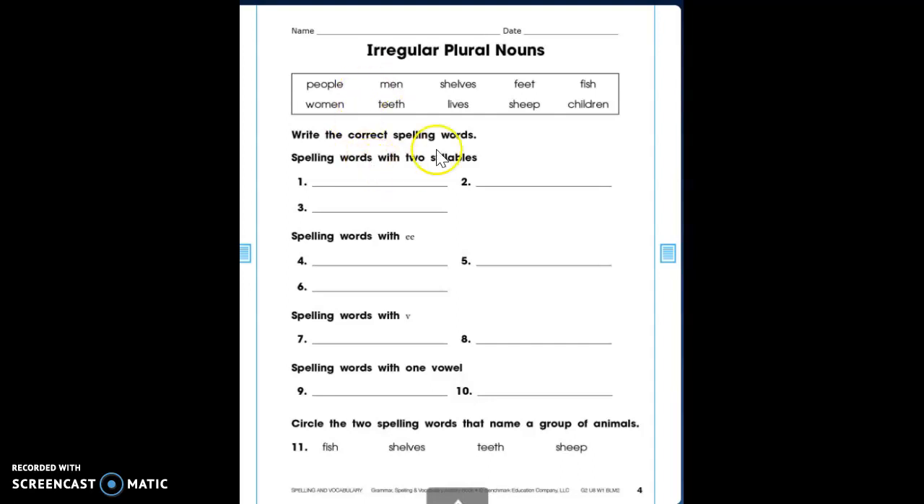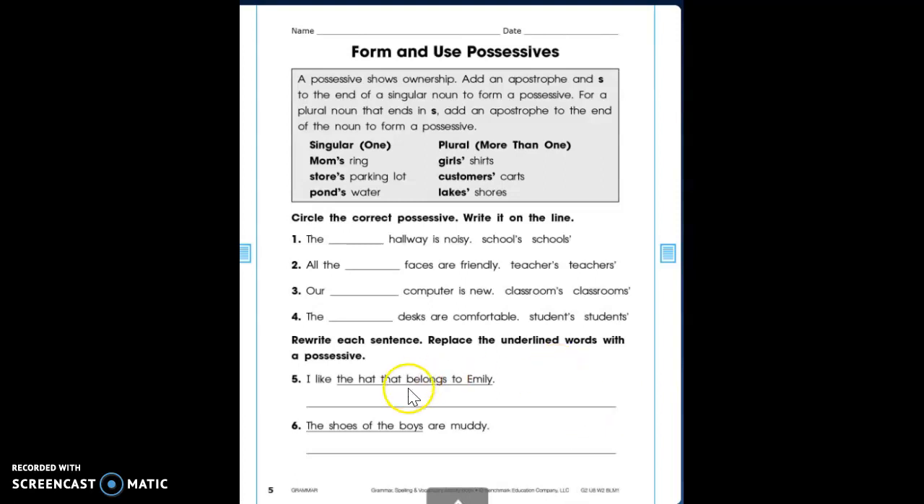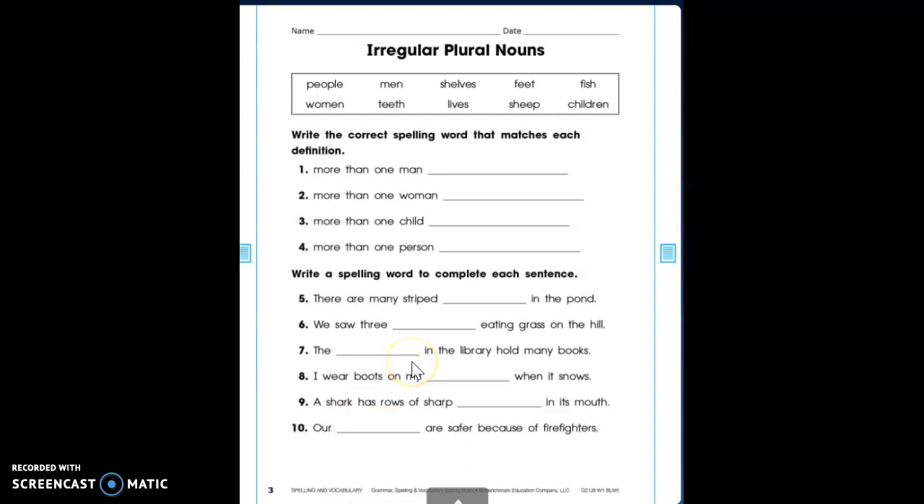So you're just going to follow the spelling patterns on this page and write the words in the different categories here. That's that first page. On the second page should be this one.